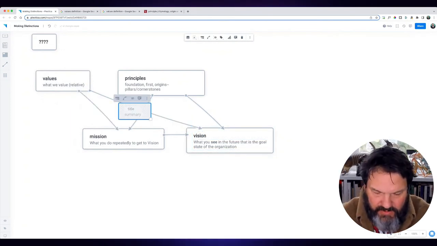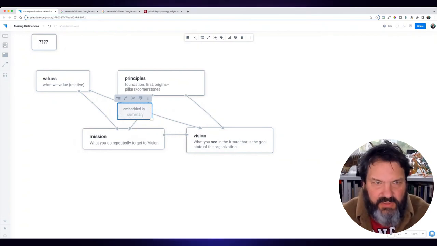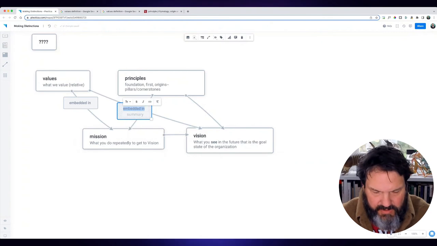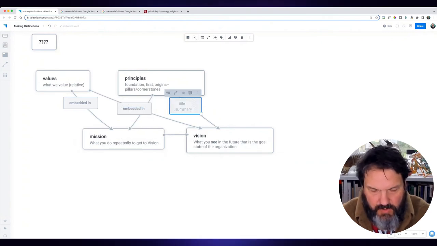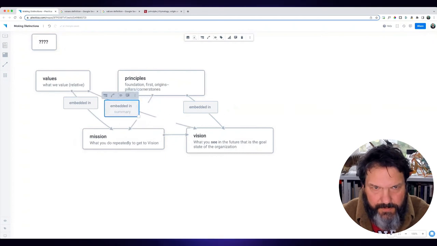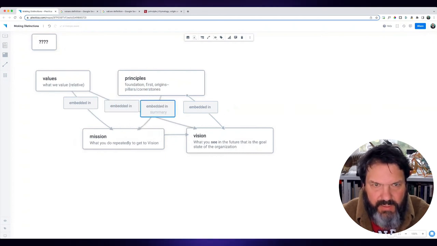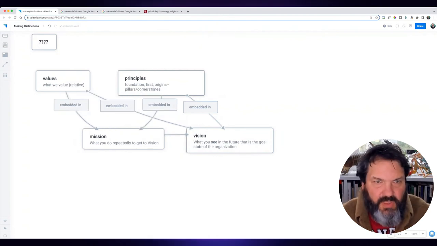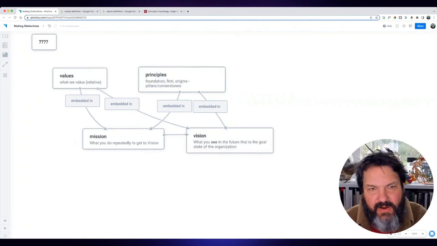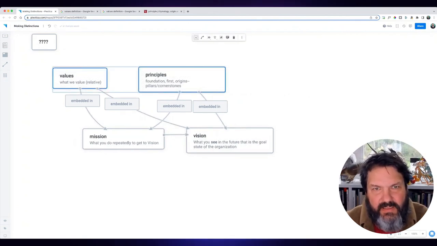So we could say that the values are embedded in the vision and values are embedded in the mission and vice versa. The values, principles are embedded in the vision and the mission. So we can see that in this case, these things are embedded here and there and the values are embedded there and there. And so in a weird sort of way, these concepts, although important in their conceptual scope, are redundant. They're essentially redundant of vision and mission.